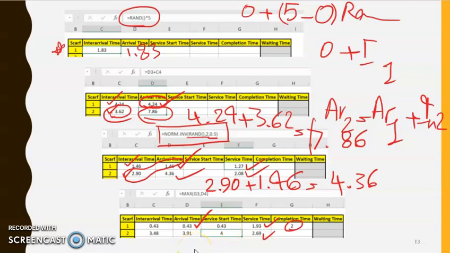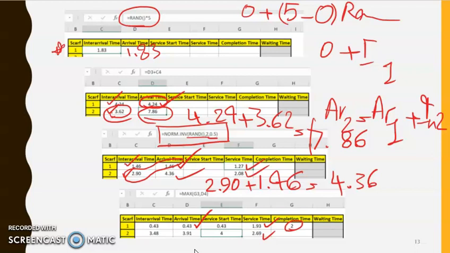So here, the service start time. What is the service start time for the first customer? The service start time, according to the formulas you wrote, is exactly equal to the arrival time. Go and check the formulas you wrote with the previous activities. What is the service start time for customer 1?